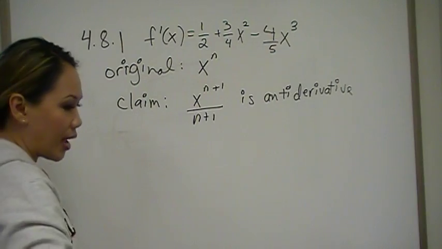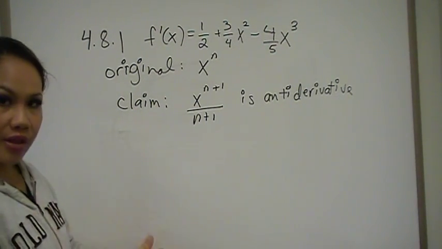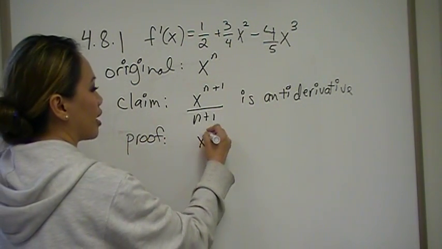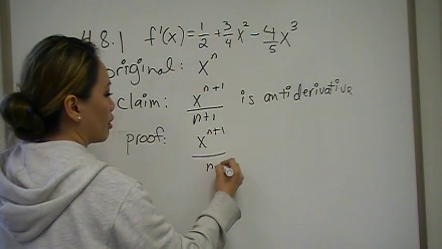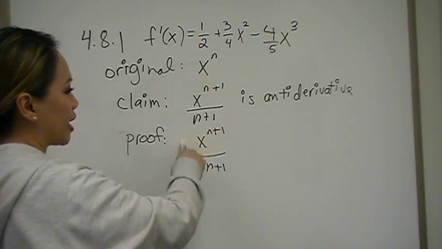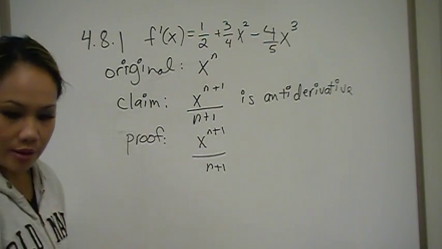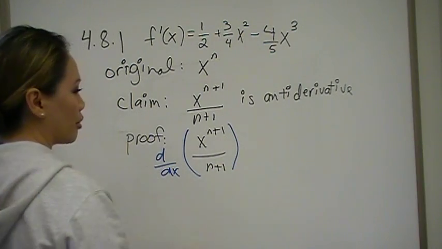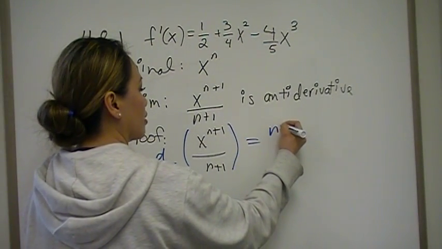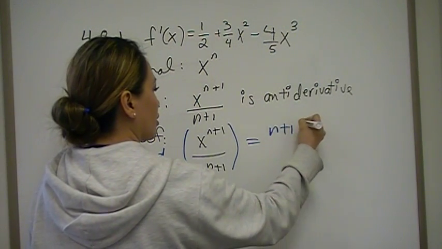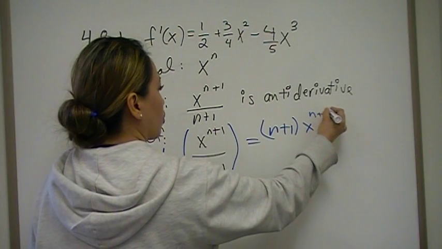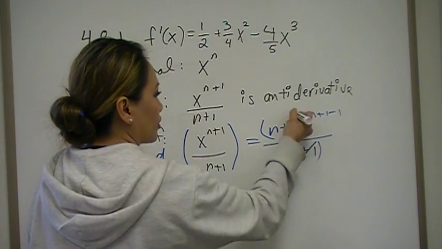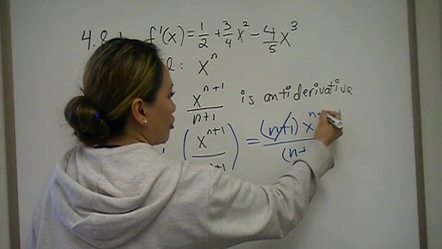And to prove that, I will simply take the derivative and make sure we end up with x to the n. So we have x to the n plus 1 over n plus 1. If this is truly an antiderivative of x to the n, taking the derivative of that should give me x to the n. So in blue, I'm going to take d/dx of x to the n plus 1 over n plus 1. Well, that is just bring down the exponent, n plus 1, times x to the n plus 1 minus 1, and the n plus 1 factors cancel. This becomes x to the n plus 1 minus 1, which is x to the n.